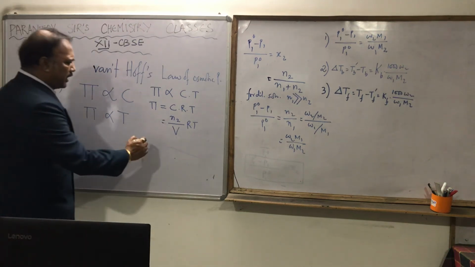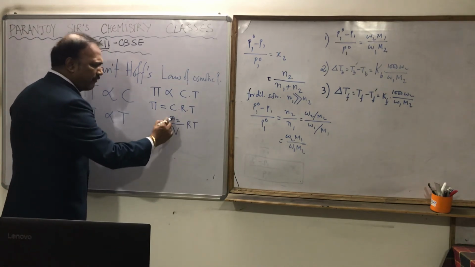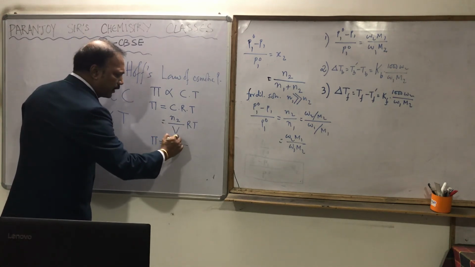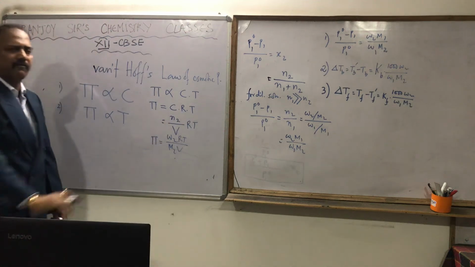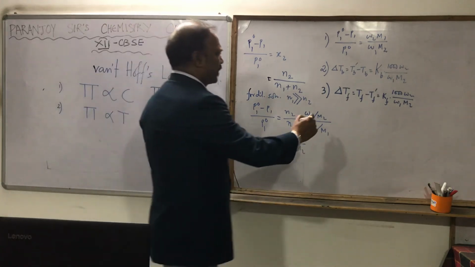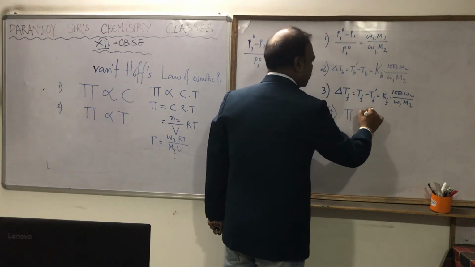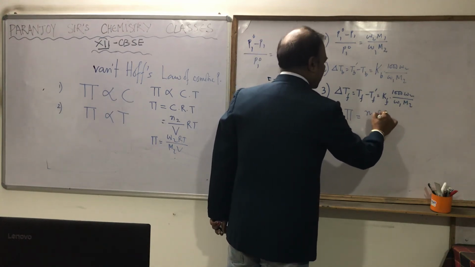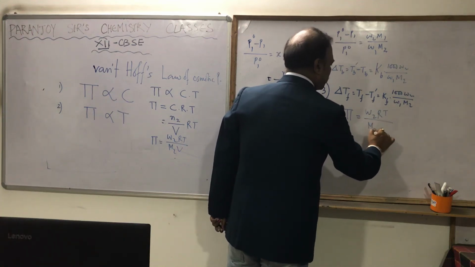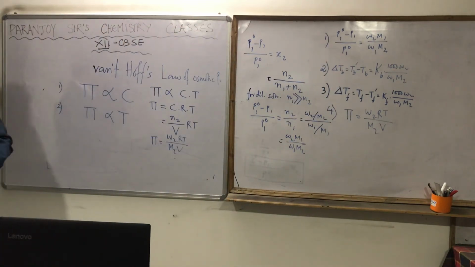So pi is equal to N2 divided by V into RT, and N2 is W2 by M2. So that's the expression for the osmotic pressure, the fourth colligative property: pi is equal to W2 RT divided by M2 into V. So these are the four different colligative properties and their mathematical expressions we have got.